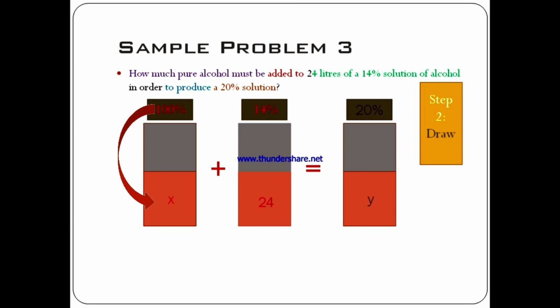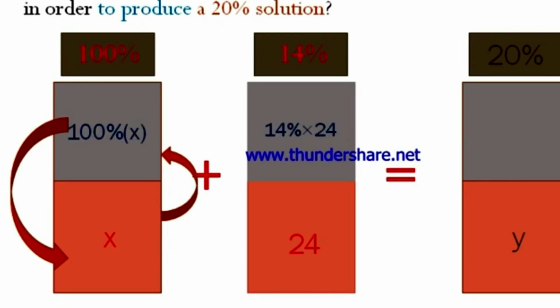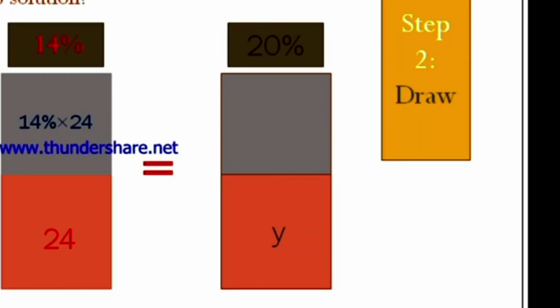We multiply the top and the bottom, right? 100% times x, 100% times x, right? And then the other one, 14% times 24. Then the last one, 20% times y.